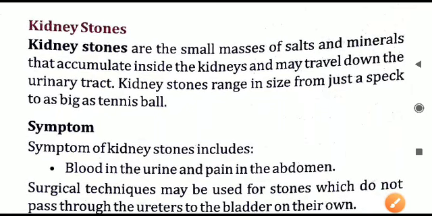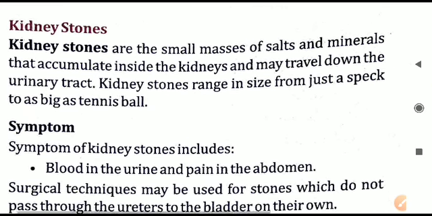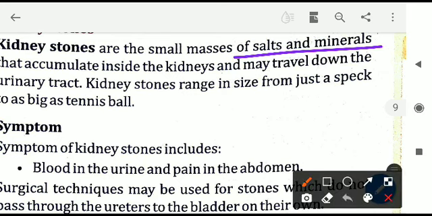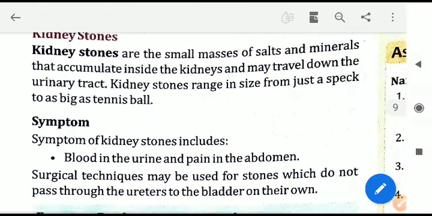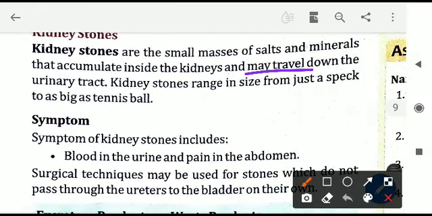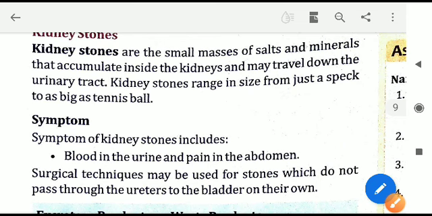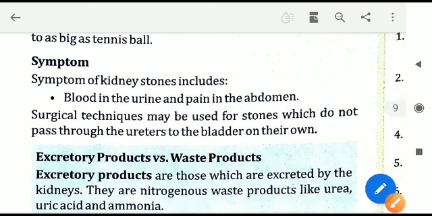Apart from UTI, urinary tract infection, the next one is kidney stones. So what are kidney stones? They are not actually stones, they are small masses of salt and minerals. Different salts and minerals accumulate inside the kidney. They are present in the kidney and may travel down the urinary tract. Kidney stones can range from a small speck of dust to even bigger than a tennis ball. So it varies from person to person. The size of a kidney stone is not fixed.